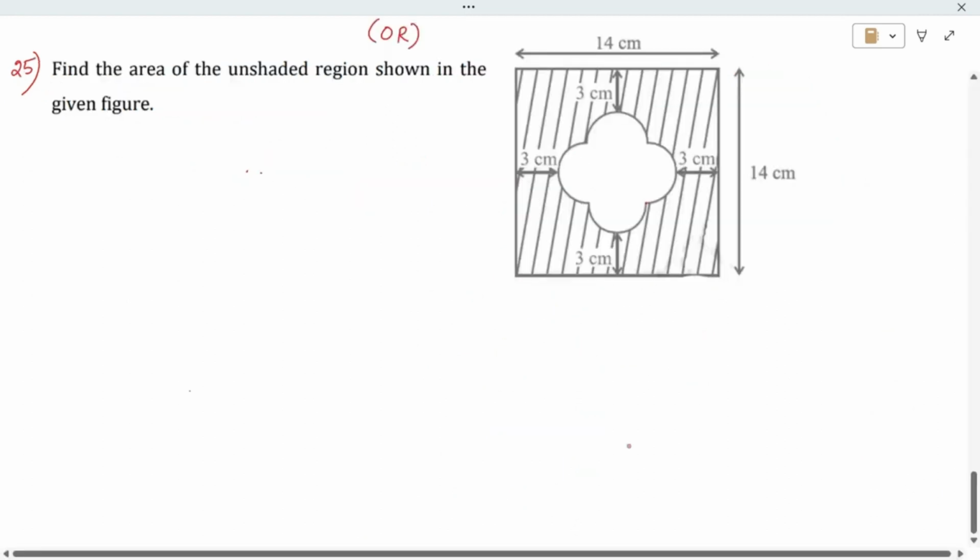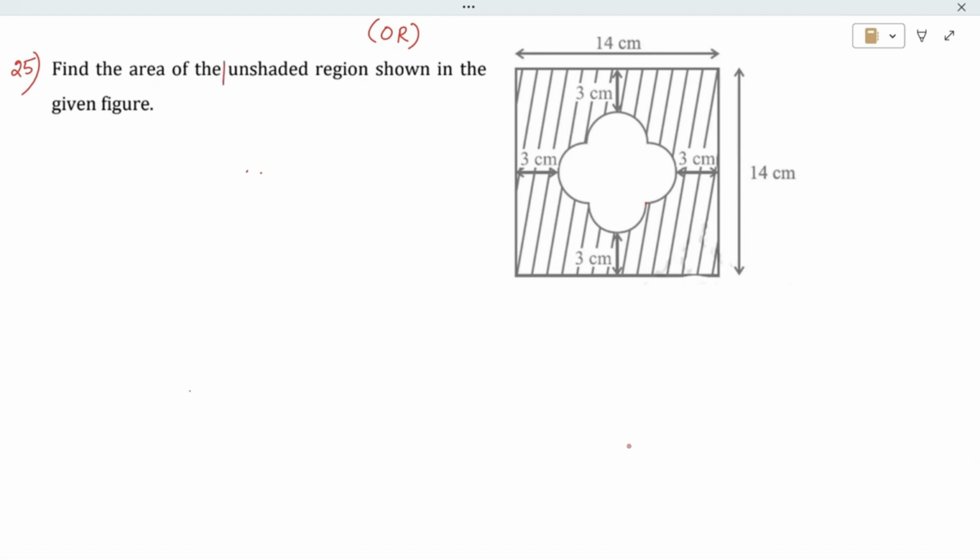So let us do the internal choice of question number 25. Find the area of unshaded region. Remember, they haven't asked for the shaded region. Don't confuse yourself and find the area of the shaded region. They are asking to find the area of the unshaded, that is the blank region, shown in the given figure.